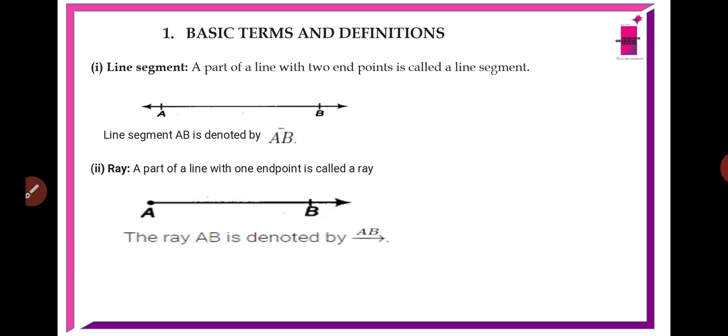Line segment AB is denoted by AB with a bar on the top of AB. Ray. A part of a line with one endpoint is called a ray. The ray AB is denoted by AB with an arrow on top. Ray AB.